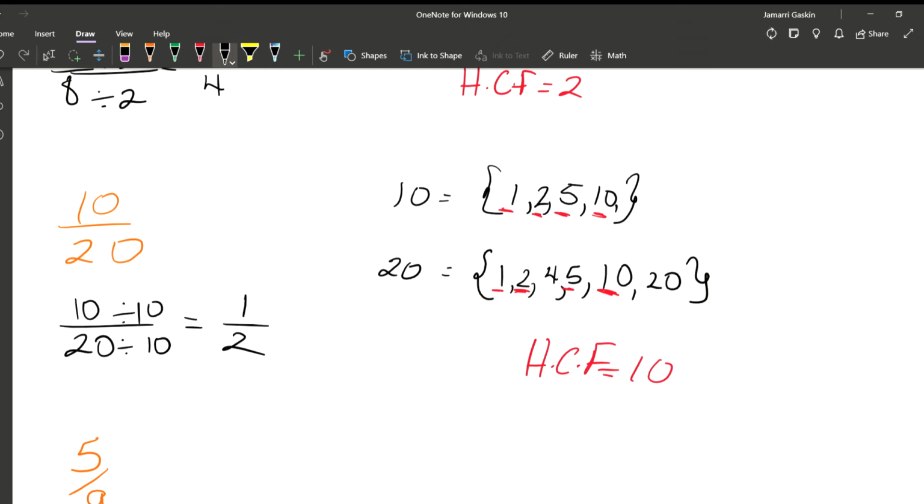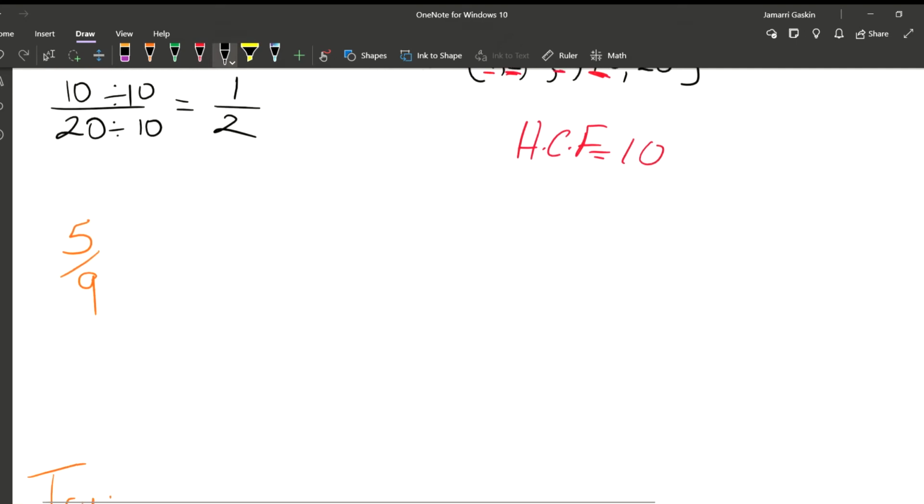Therefore, we have expressed 10 over 20 canceled down to its lowest terms, which is 1 over 2, or a half. And this makes complete sense, because when we had 10 over 20, 10 was half of 20. So the fraction is a half. Let's look at another one.